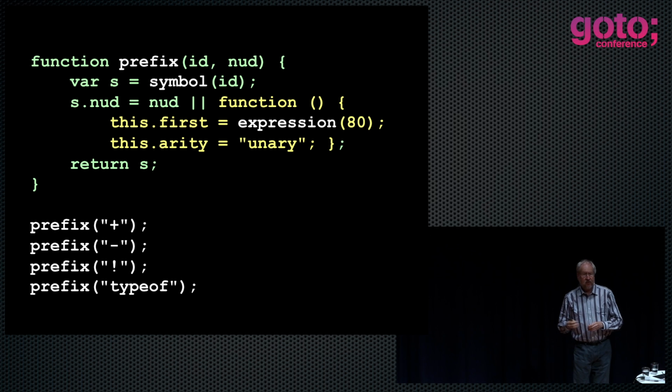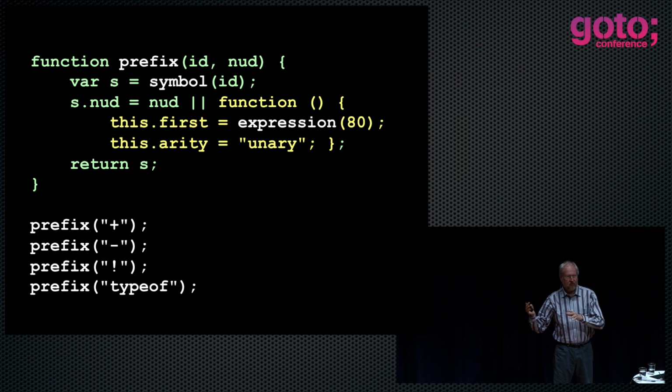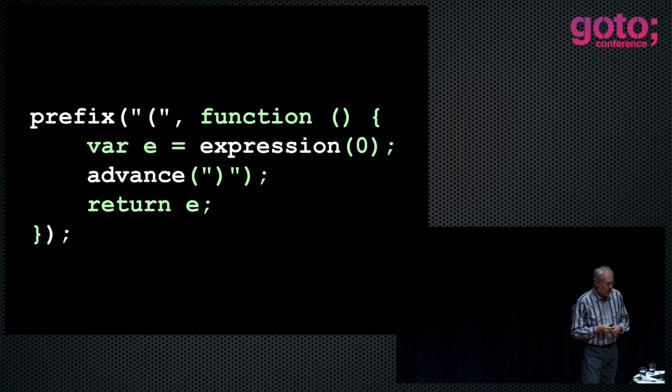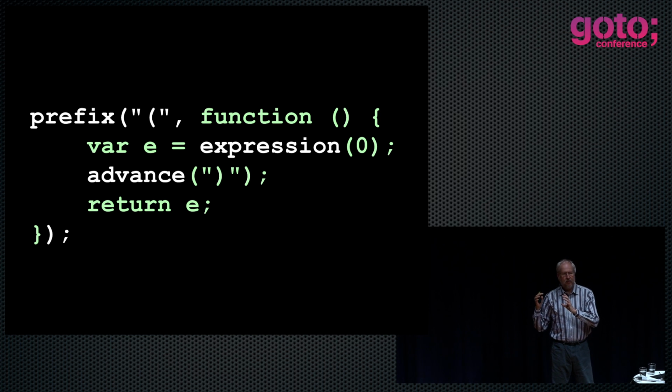I do prefixes the same way. A prefix uses a nud because there's nothing of interest on the left of a prefix. So having that, I can now specify plus, minus, and so on, my prefix operators. The paren operator for grouping is slightly special, so we pass in a function. It will parse an expression, look for the closing brace, and then return the expression.